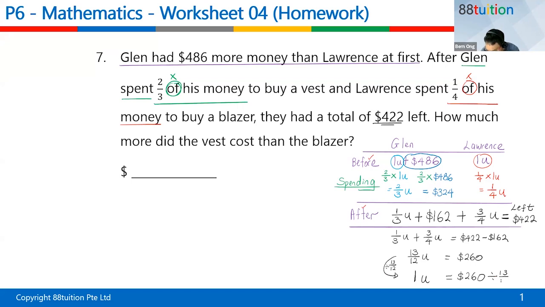If you take your 260 divided by 13/12, is it a nice number? Please, please, please. Is it a nice number? Woohoo! Beautiful. So the 1 unit is actually $240. Can you see? Such a beautiful number after you divide by such an ugly fraction. It means you're on the right track already.